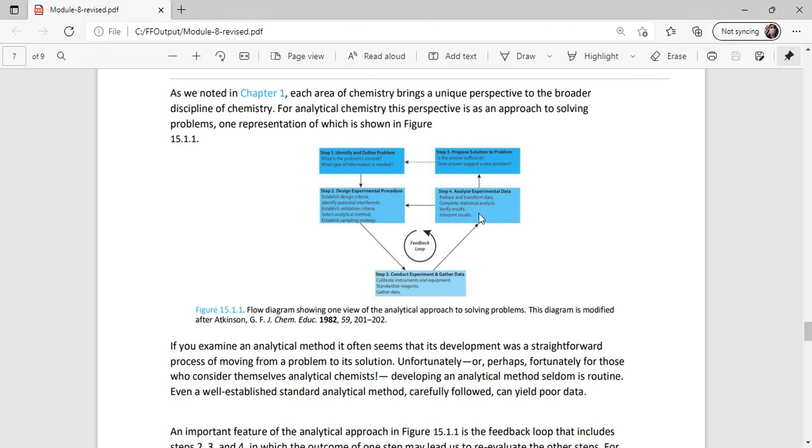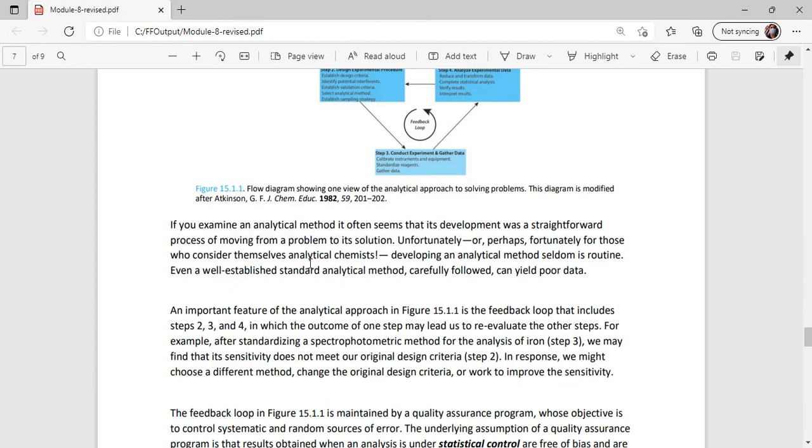So if you examine the analytical method, it often seems that it is a straightforward process of moving from a problem to its solution. Unfortunately, or perhaps fortunately for those who consider themselves analytical chemists, developing an analytical method seldom is routine, and even a well-established standard analytical method carefully followed can yield poor data.